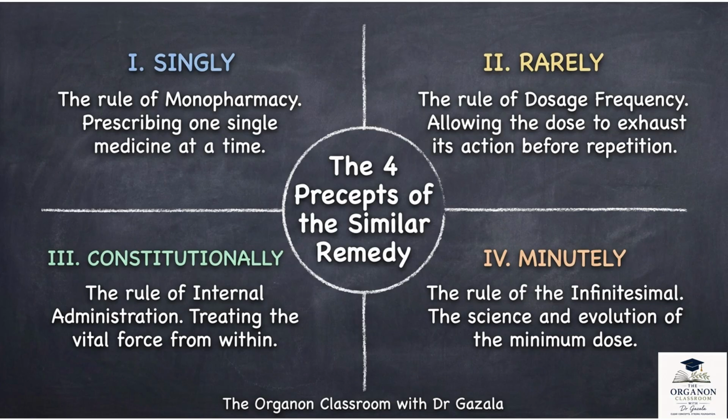So that only means that it is single, the rule of monopharmacy. One of the cardinal principles of homeopathy that we always follow is the use of a single simple remedy. Second, rarely: the dose should be repeated only when necessary, allowing the previous dose to exhaust its action before repetition. Now we are seeing these four points just as pointers first, and in our consecutive slides, we are going to cover one point at a time.